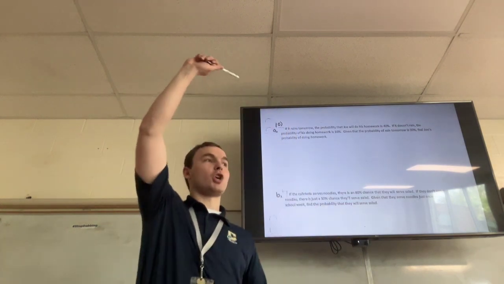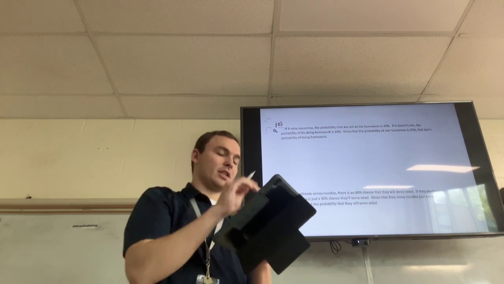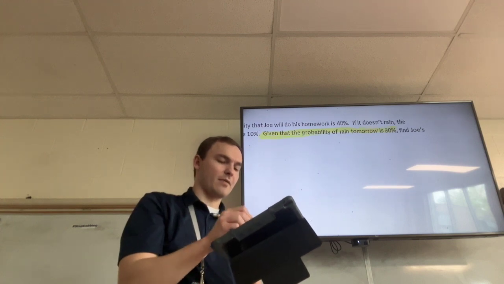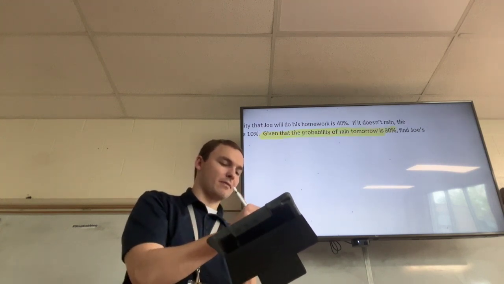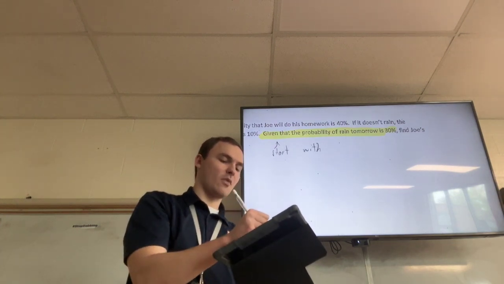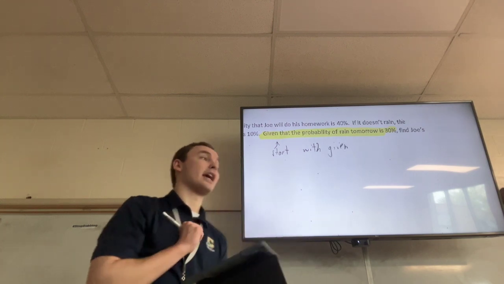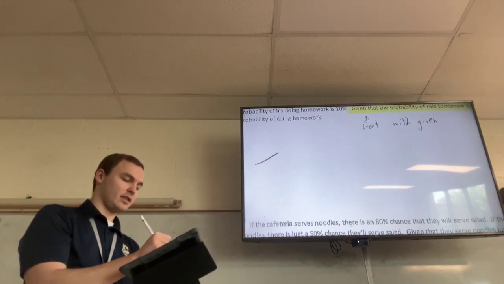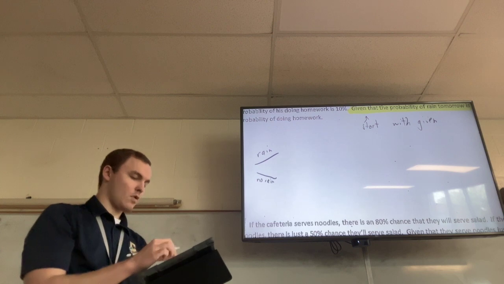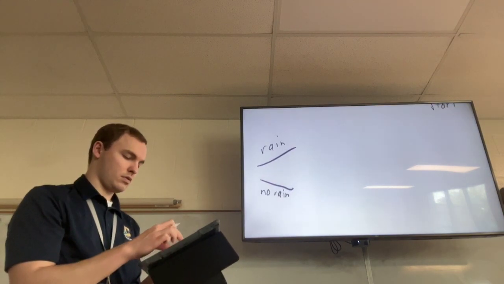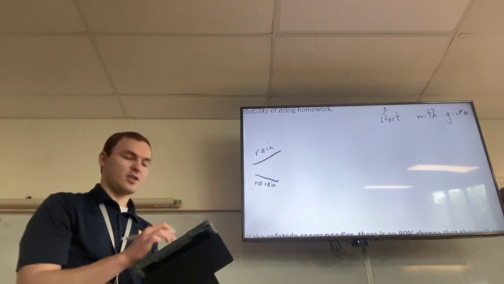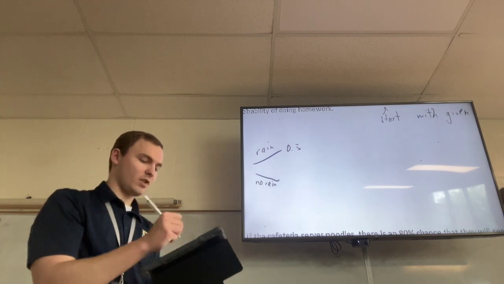So what you do is we're going to make a little chart here. Start with the event that's after the given. What word comes after given? Are we talking about homework or the rain? Start with the given. So we're talking about the rain, right? So it either rains or no rain. What's the probability of rain? It says right there. Yeah, 0.3. What's the probability of no rain?